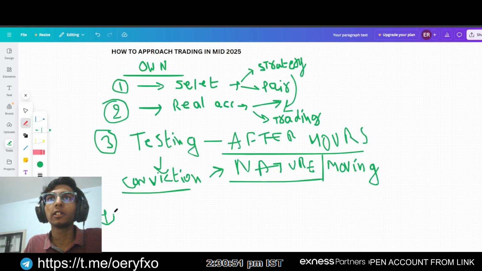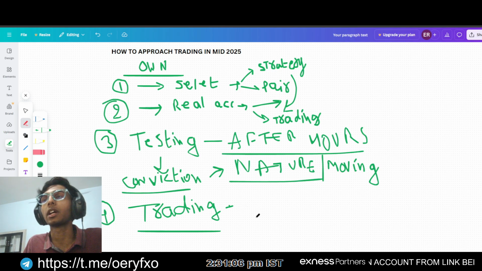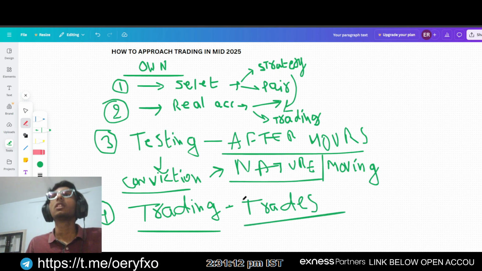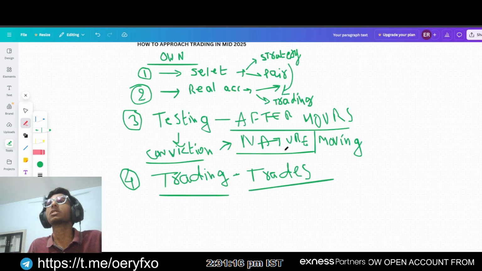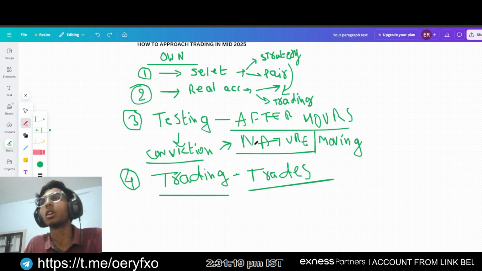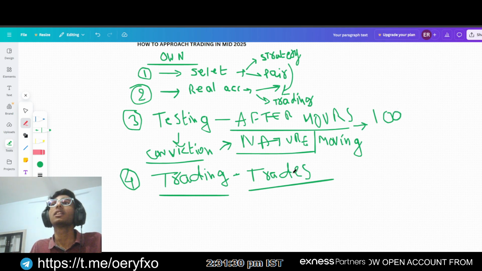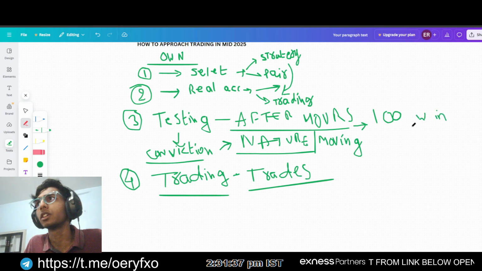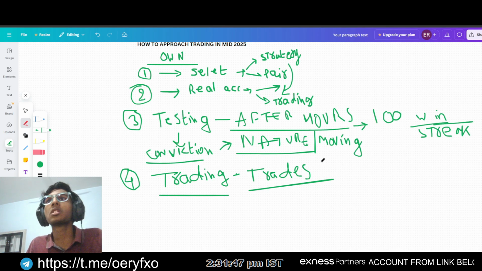Fourth is trading. With the real account, go and take trades. Why do you need to take trades? You have already tested everything and know how the market works. Take 100 trades minimum. After 100 trades, you'll understand the win rate, how the market moves, and how many times in a sequence the market wins or loses. You'll understand everything, so you'll have conviction according to that.